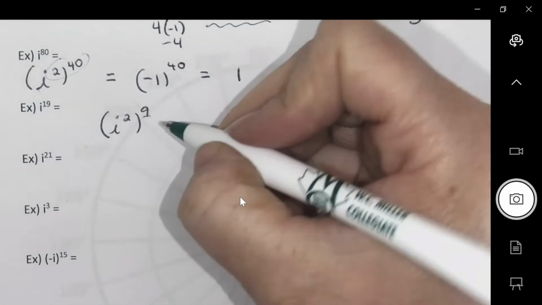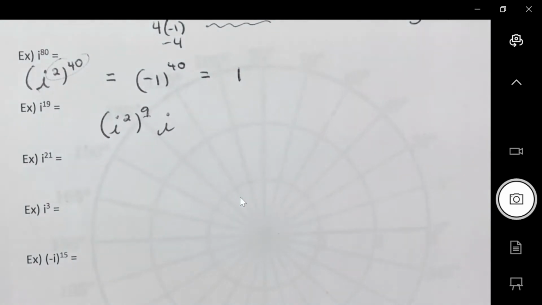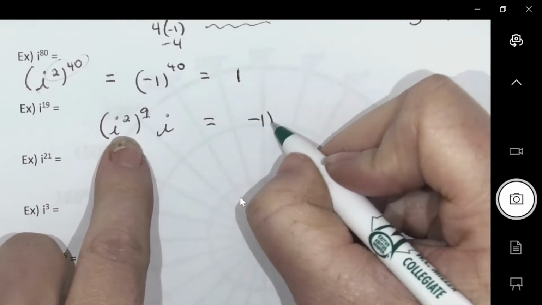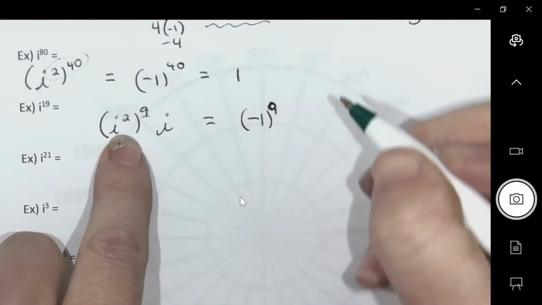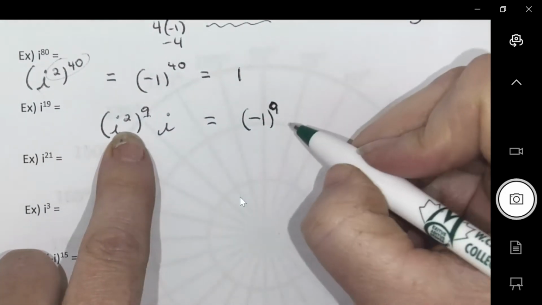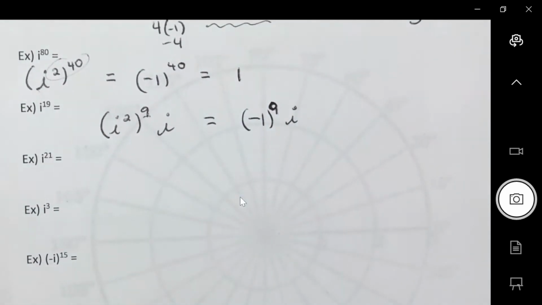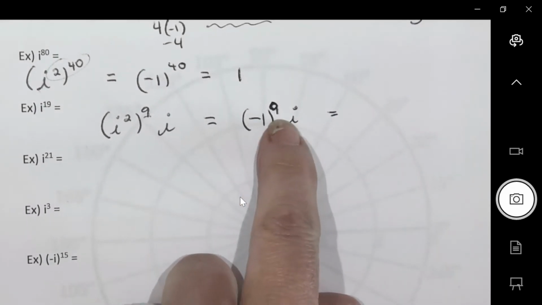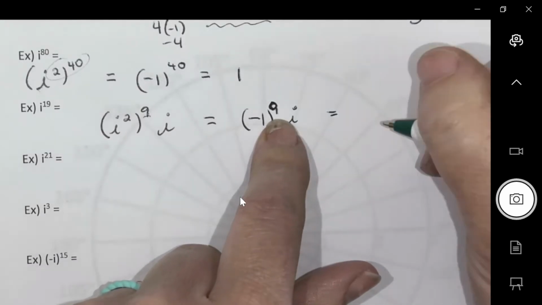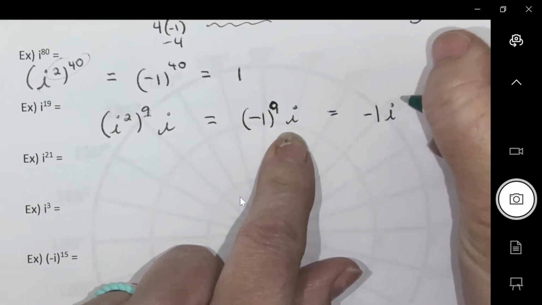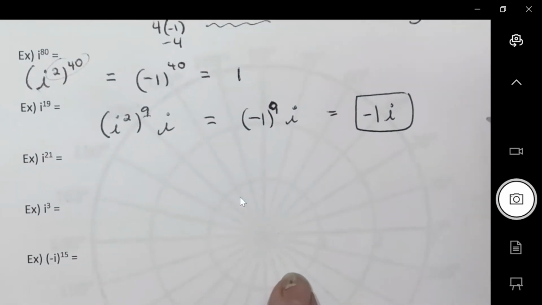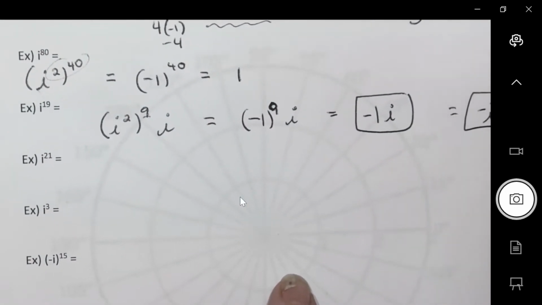So that's i squared to the 9th times another i. Now do you see how I'm repeating 19 i's? Okay, now i squared is -1. So -1 to the 9th, and then another i yet. Okay, -1 to an odd number. So that's -1, and then I still have an i. And I'm sure some of you just wrote it like that.